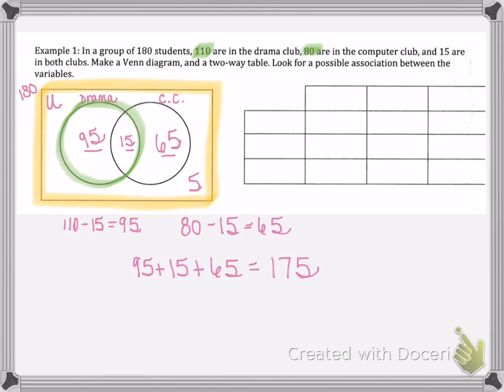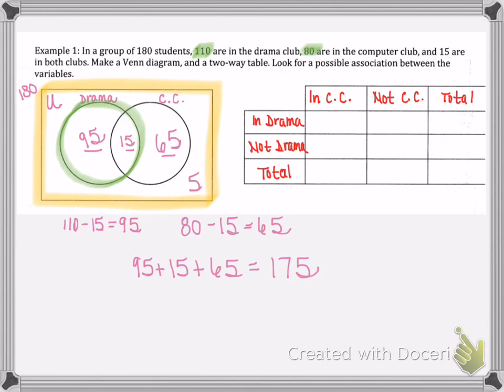Now we're going to build a two-way table. So let's start with drama. Kids can either be in drama or not drama, and then we've got a total column here. So I've just set up my rows to measure the drama students. Now along the top for the columns, we can have kids that are in computer club, and kids that are not in computer club. And we also need a total there.